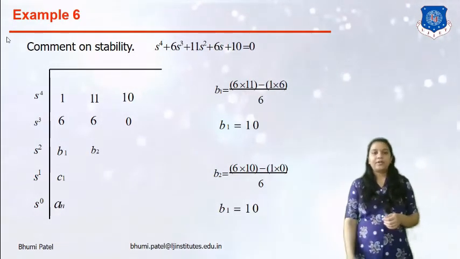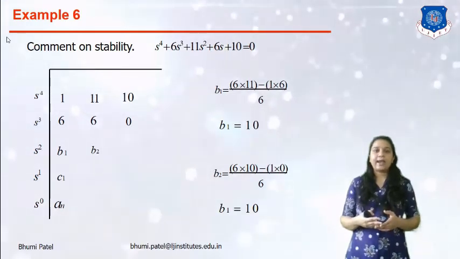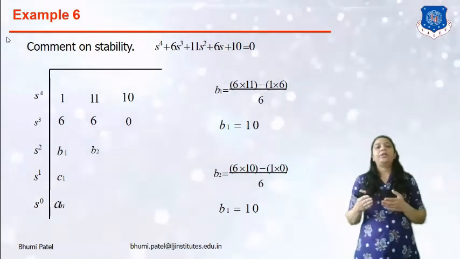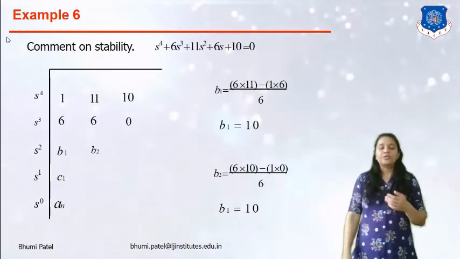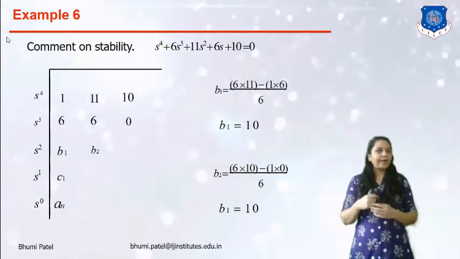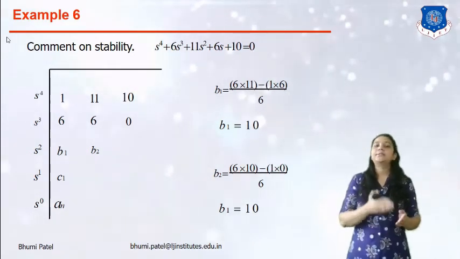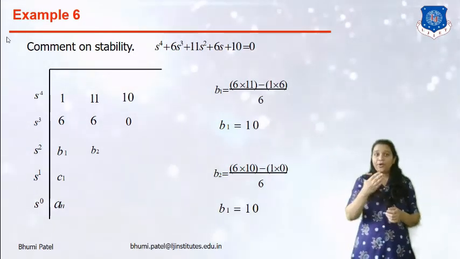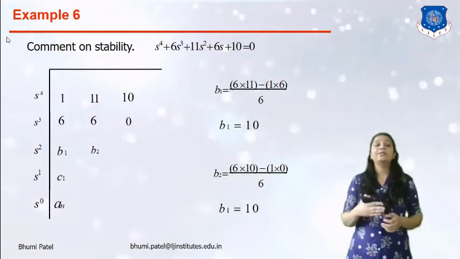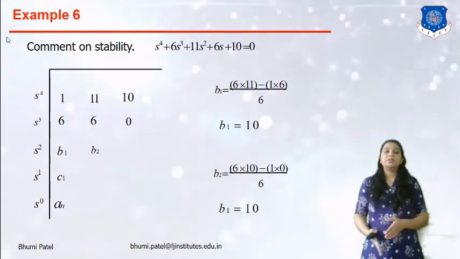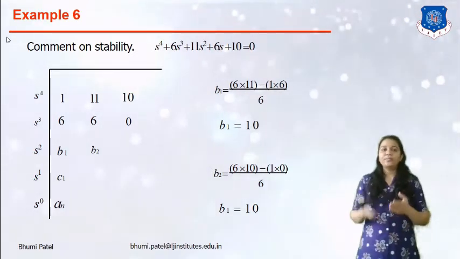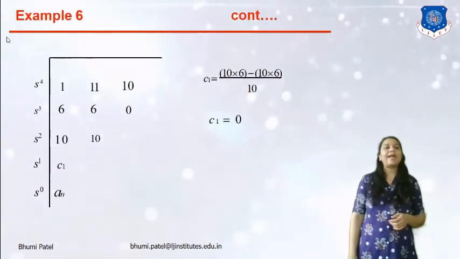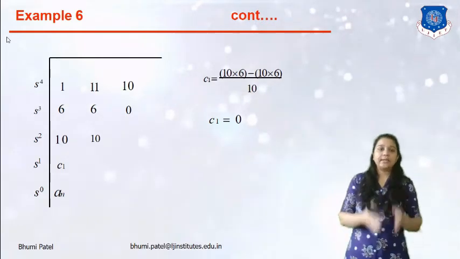So for B1, we write the equation like this: 6 into 11 minus 1 into 6, divided by 6. So we get B1 equal to 10. For B2, again 6 into 10 minus 1 into 0, divided by 6. For B2 we do not consider the second column; we consider the first and the third column. So the value of B2 is equal to 10. Put the values of B1 and B2 in this equation.